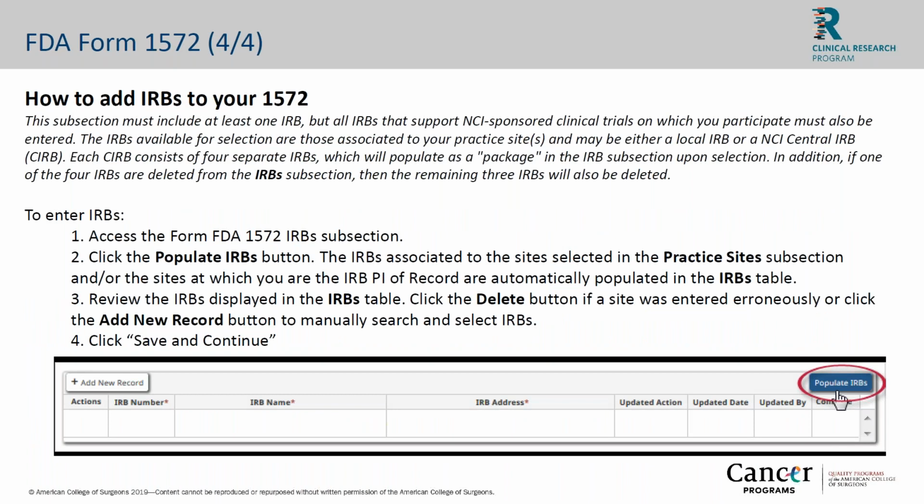If you need to add IRBs to your 1572, please follow the instructions below. This subsection must include at least 1 IRB, but all IRBs that support NCI-sponsored clinical trials on which you participate must also be entered. The IRBs available for selection are those associated to your practice sites and may be either a local IRB or a NCI central IRB. Each CIRB consists of 4 separate IRBs, which will populate as a package in the IRB subsection upon selection. In addition, if one of the 4 IRBs is deleted from the IRB subsection, then the remaining 3 IRBs will also be deleted.